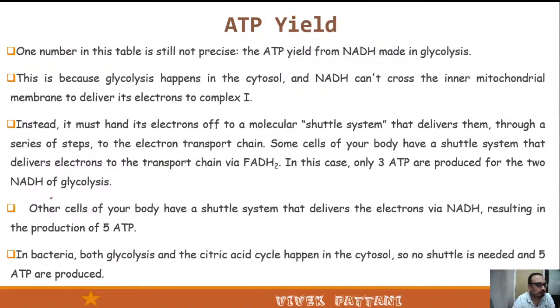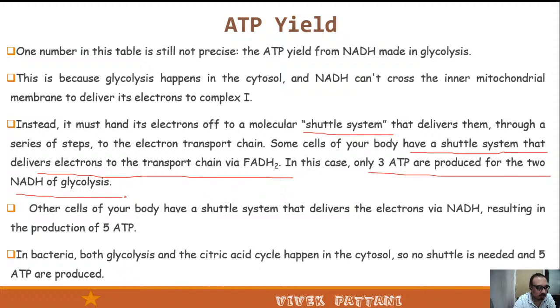So finally, instead it must hand its electrons off to a molecular shuttle system that delivers them through a series of steps to the electron transport chain. Some cells of our body have a shuttle system that delivers electrons to the transport chain via FADH2. In this case, only 3 ATP are produced for the 2 NADH of glycolysis. Other cells of our body have a shuttle system that delivers electrons via NADH, resulting in the production of 5 ATPs.